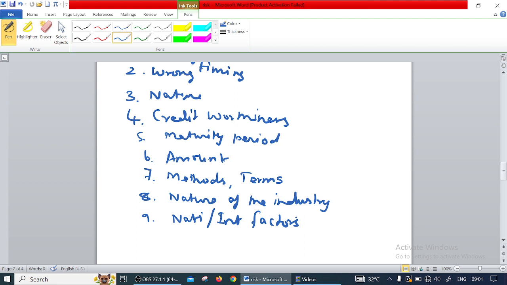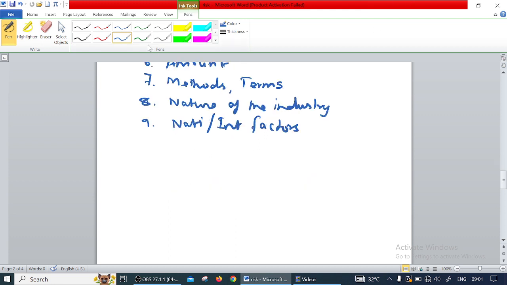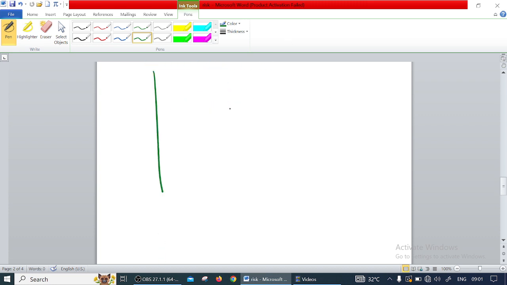Now come to our important discussion: how risk and return will be for a different portfolio of investment. Consider this diagram. Assume that this is the X line and Y line, and this is the risk taken and this is the return.